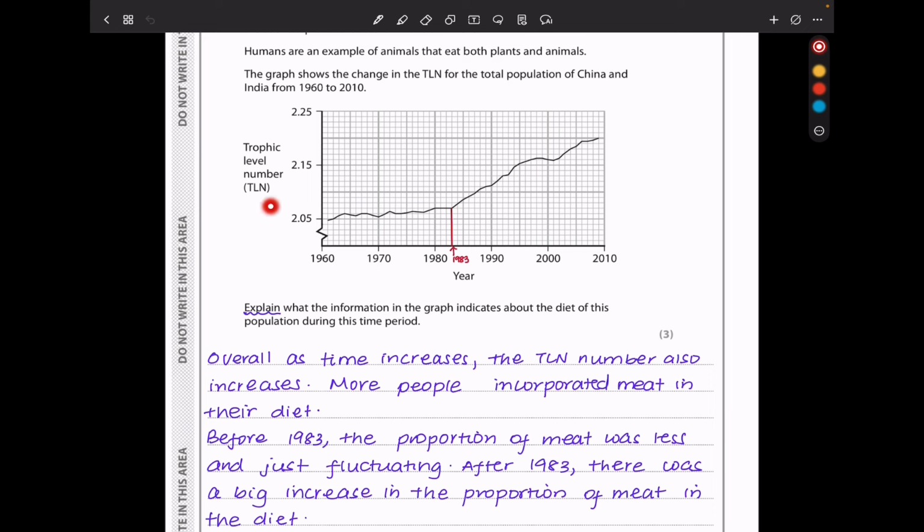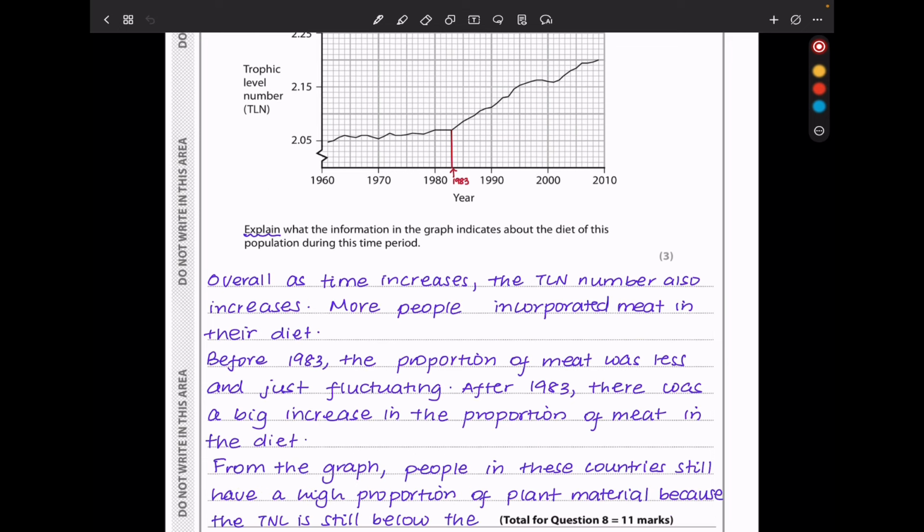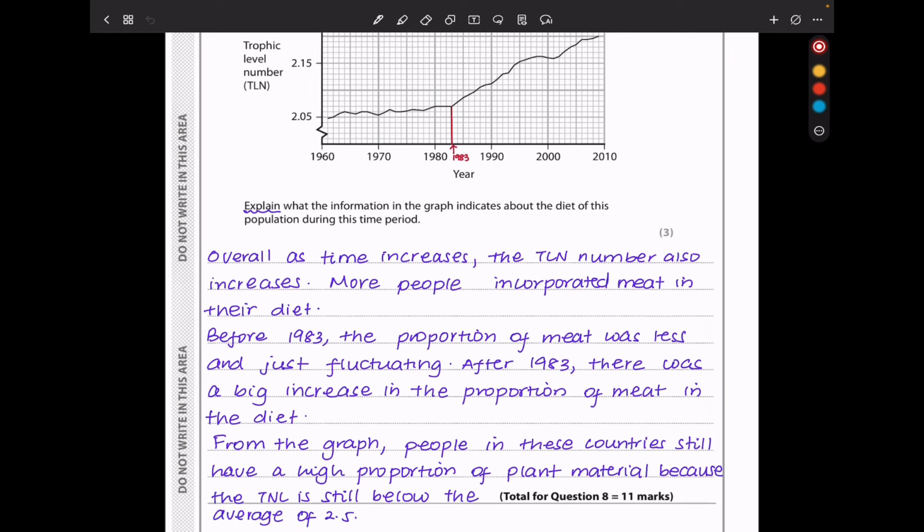So we see trophic level number on the vertical axis and then the years. Over time, we see there is an increase in the TLN number, meaning people are choosing to have meat more than previously. As time goes on, they're eating more meat. So this explains what the information in the graph indicates about the diets of the population during this time period. I said overall, as time increases, the TLN number also increases. More people incorporated or are incorporating meat in their diet.